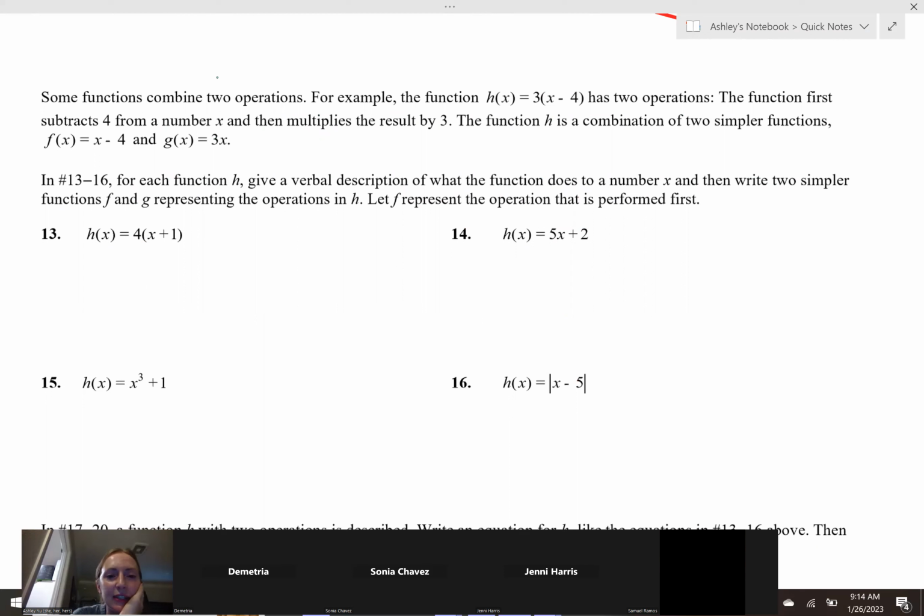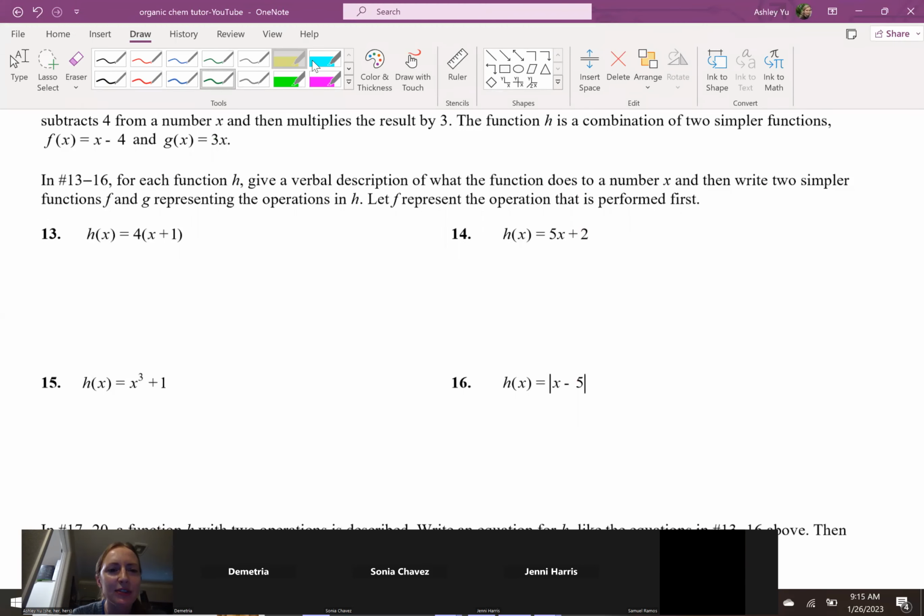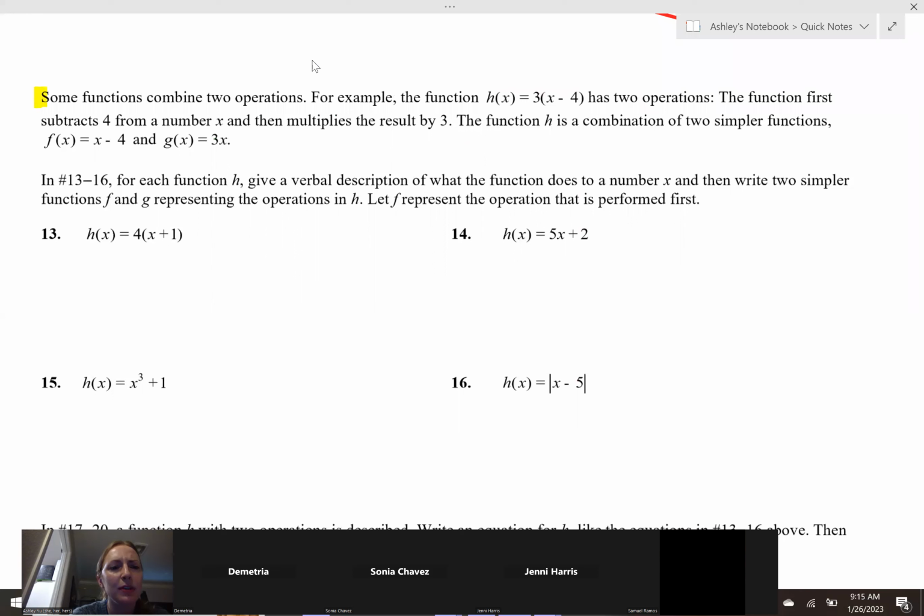I think in the next section now, we're going to combine more than one operation. So instead of just having a square on X or X multiplied by something, there might be multiple operations going on at the same time. Those are a little bit harder to deal with, but I think as we build up, it'll make more sense. Some functions combine 2 operations. For example, here, this function that they wrote in highlight, h of x is 3 times x minus 4. It has 2 operations.